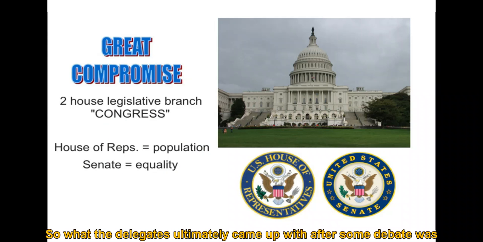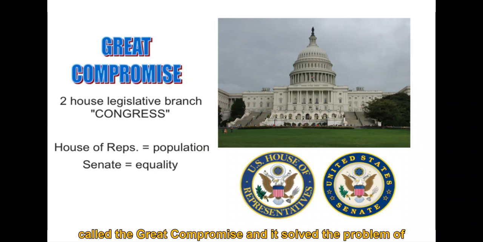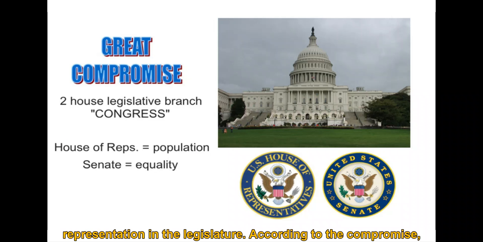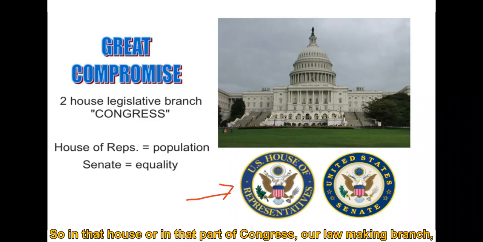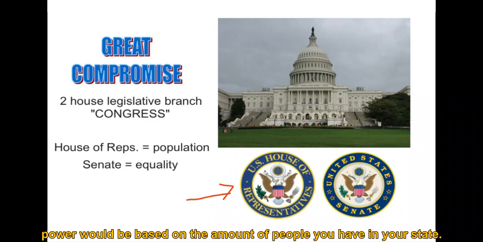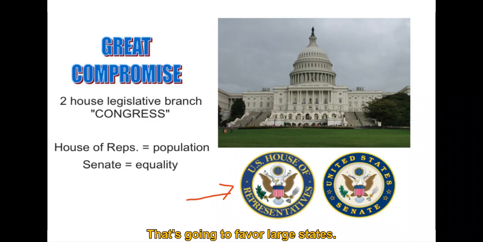So what the delegates ultimately came up with after some debate was called the Great Compromise, and it solved the problem of representation in the legislature. According to the compromise, the House of Representatives would be based on state populations. So in that house, or in that part of Congress, our lawmaking branch, power would be based on the number of people you have in your state. That's going to favor large states.